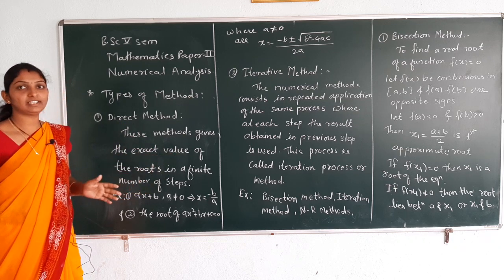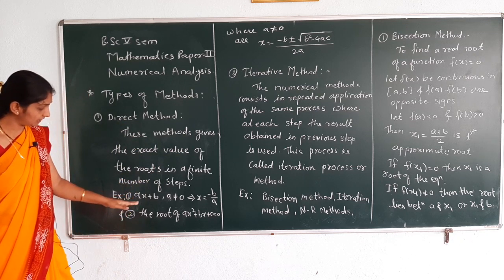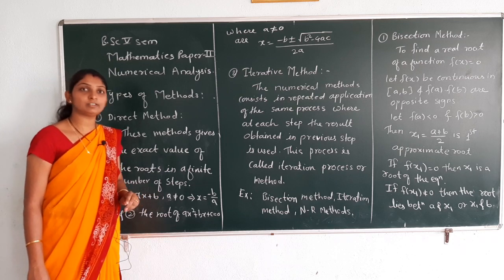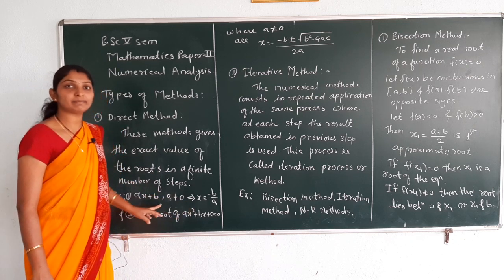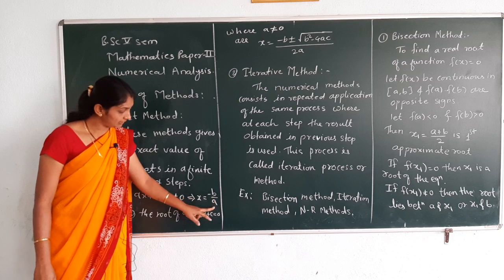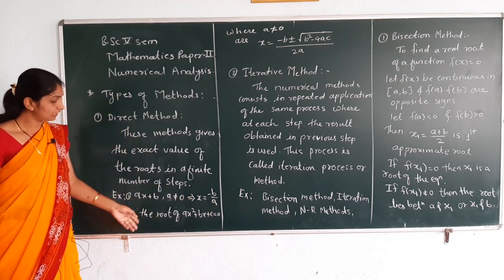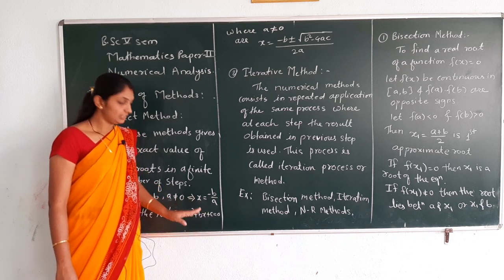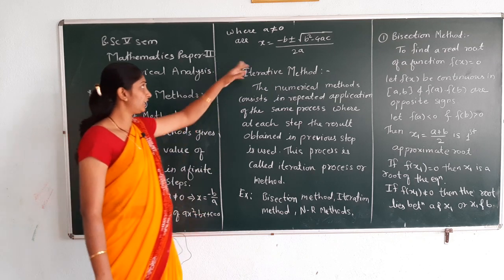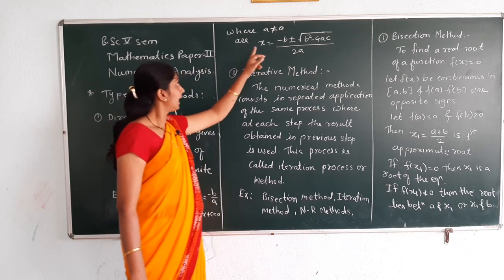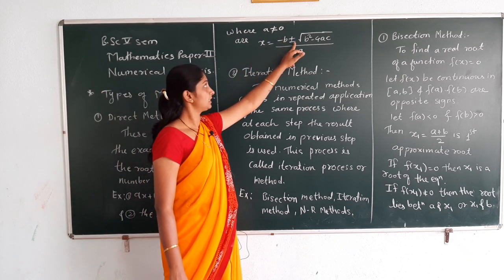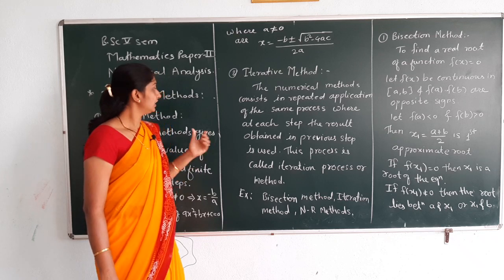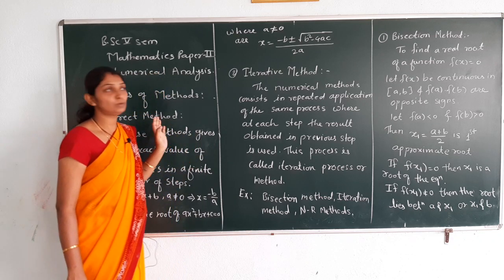of steps. In school days we studied the direct method, for example, ax plus b is equal to 0, where a is not equal to 0, then the root of ax plus b is equal to 0 is x is equal to minus b by a. Similarly, another example, ax square plus bx plus c is equal to 0. The root of this equation, where a is not equal to 0, is x is equal to minus b plus minus under root b square minus 4ac upon 2a. These methods we studied in school days.